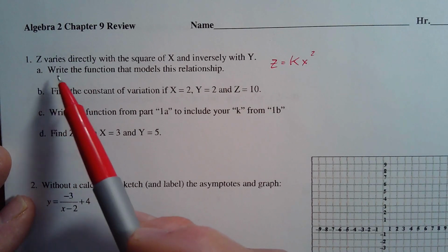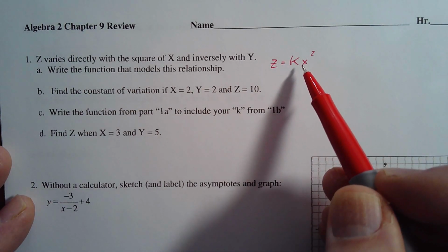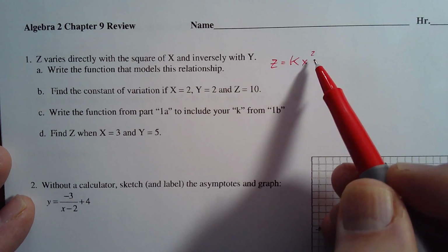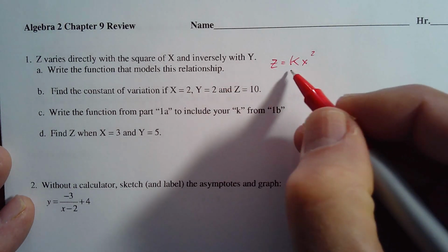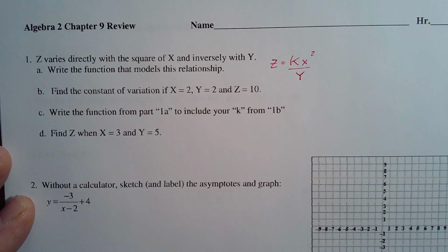So z varies directly with the square of x, so I'm going to put that constant of variation in there, that's the k, and then the x squared, and inversely, so that means it's going to be over y. So there's your part A, so that's the function.